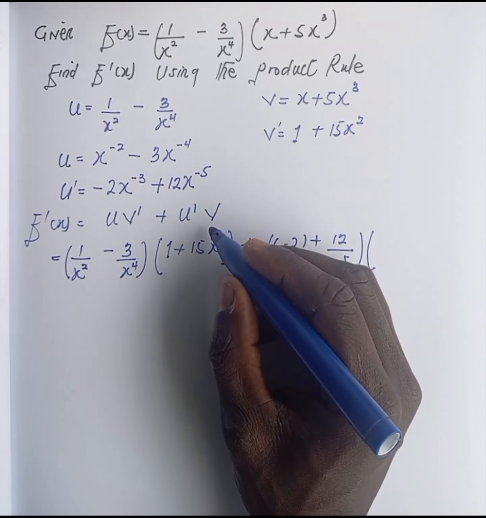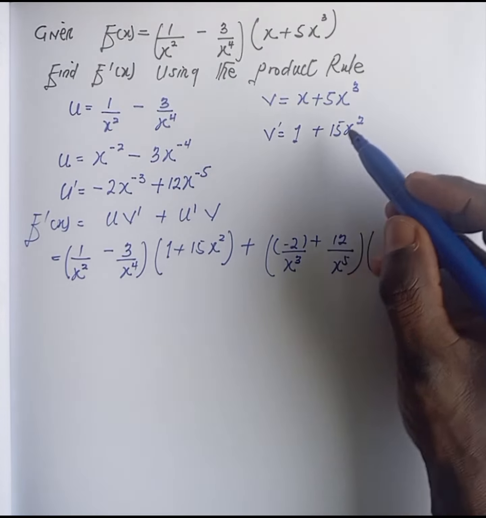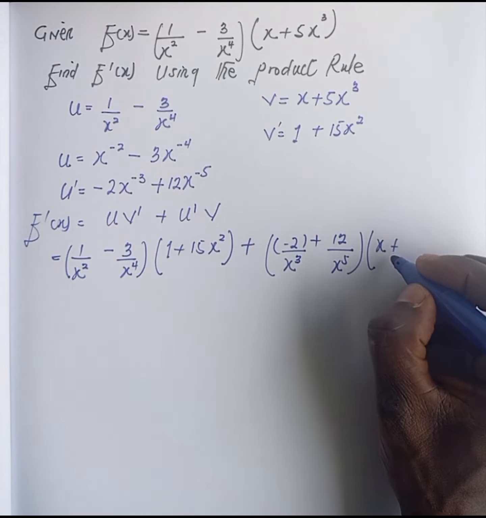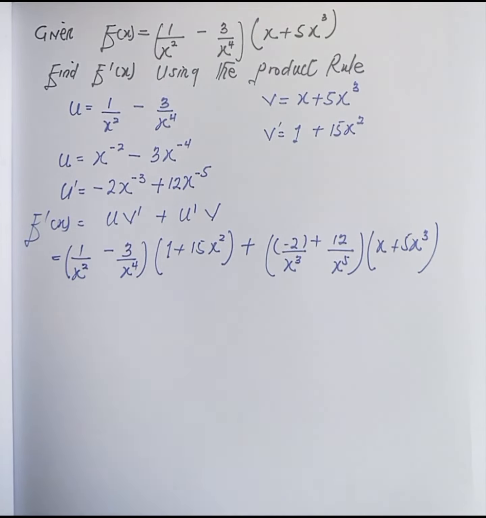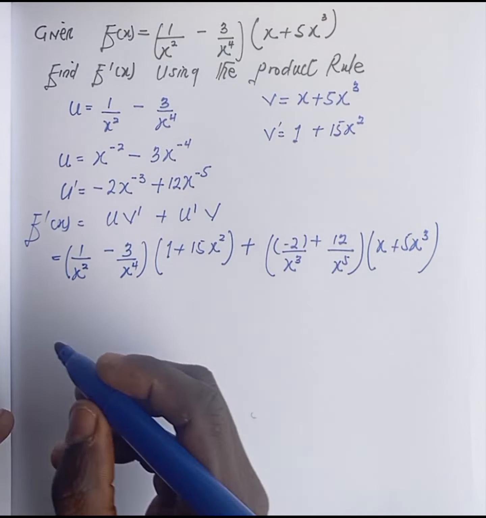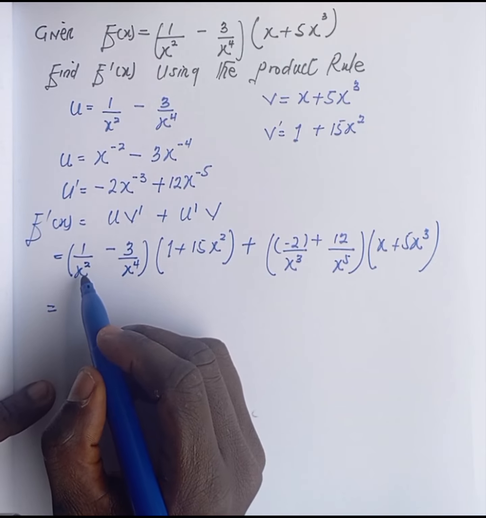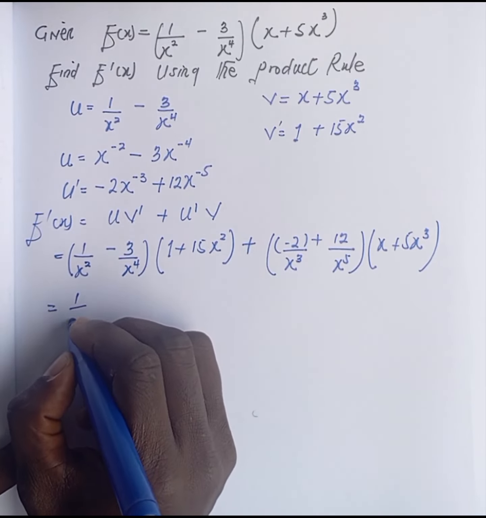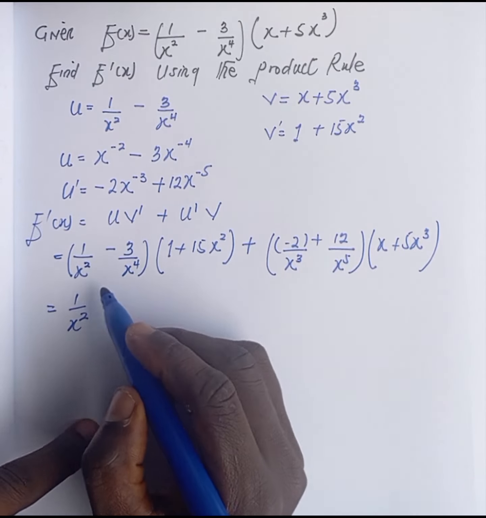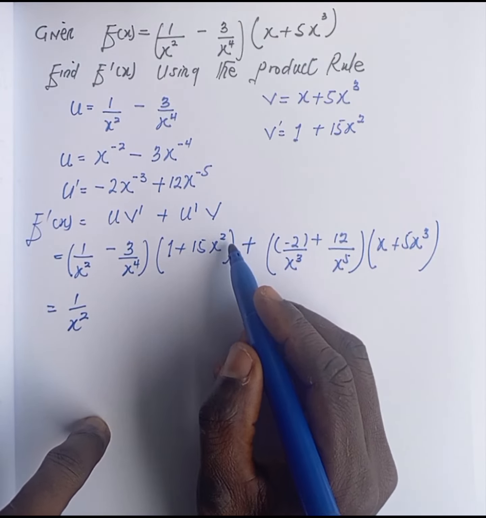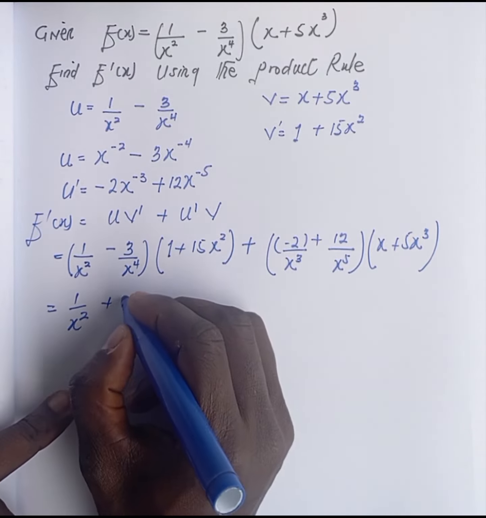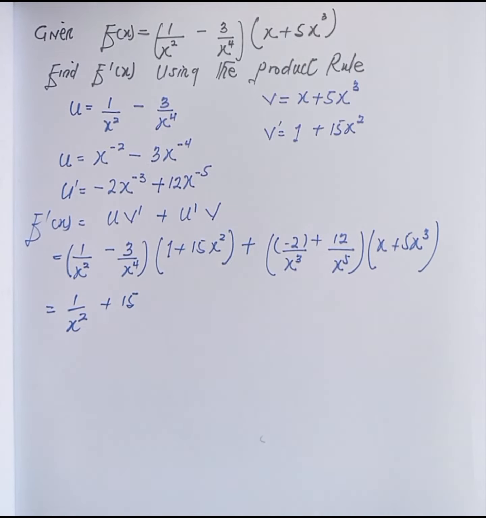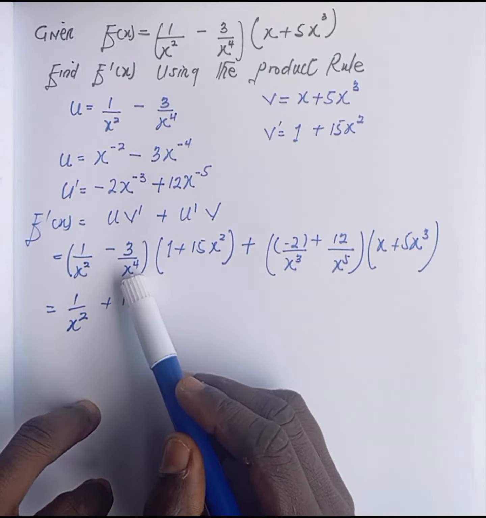Multiplying v. Where is our v? So this is our v, so multiplying x plus 5x cubed. So what we are left with is just expansion and simplification. So let's expand. Now 1 over x squared times 1, we are still going to get 1 over x squared. 1 over x squared times 15x squared, you know that this x squared will cancel this x squared. So we'll be left with 15. Good. Then minus 3 over x power 4 times 1.